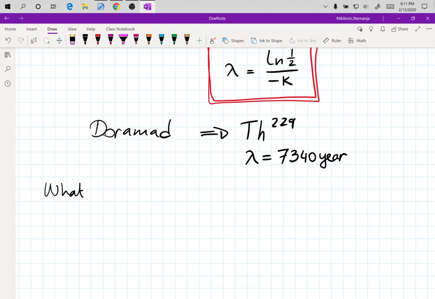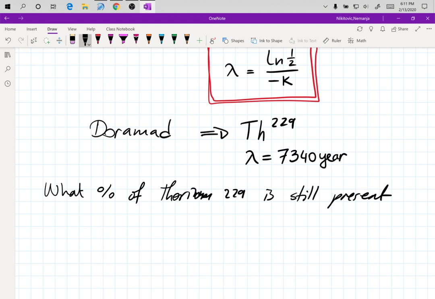What percent of thorium-229 is still present 80 years later on the teeth of those people who used the toothpaste in the 40s? So it's been roughly 80 years.